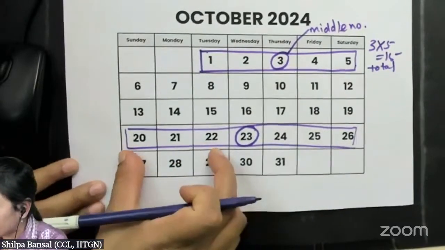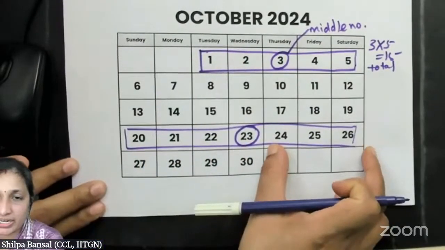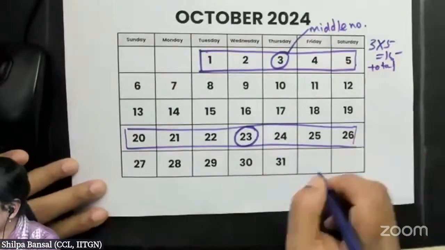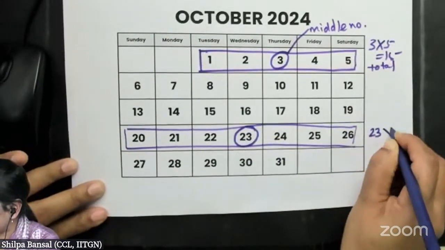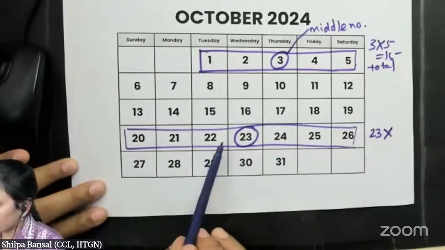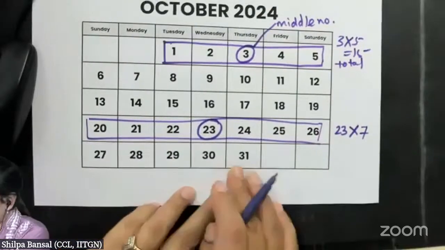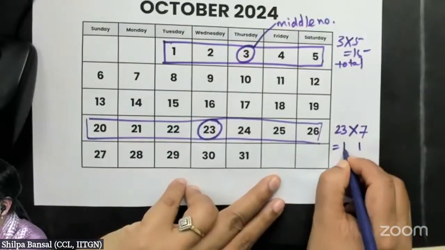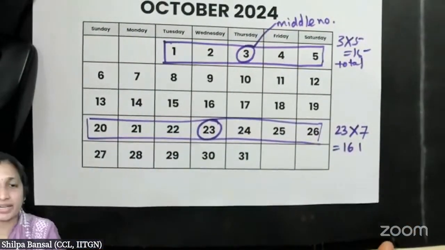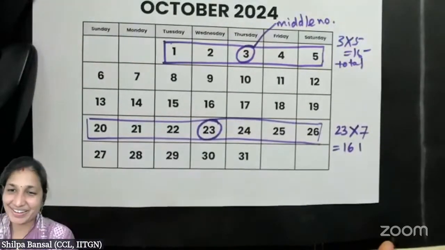3 numbers are before this one. 3 numbers are after this one. Okay. So what I will do, if the total is 23 times, how many numbers are there? 3, 4, 5, 6, 7. So 23 times 7. So it will be 161. You can calculate and tell me if it is correct or I have made some mistake.